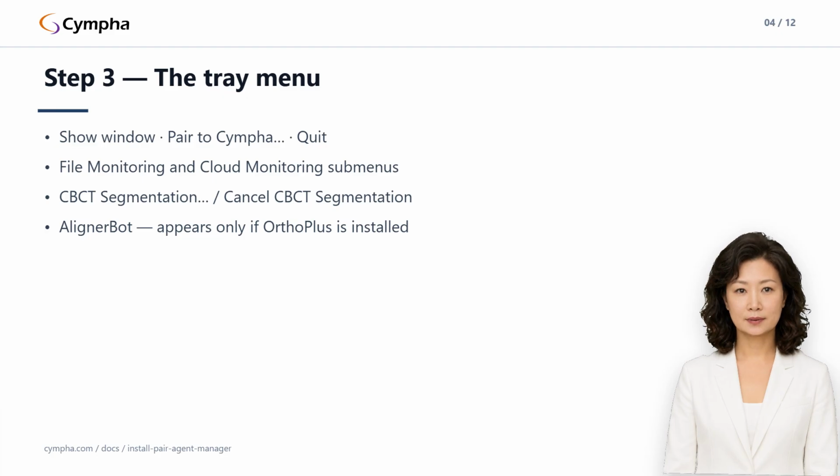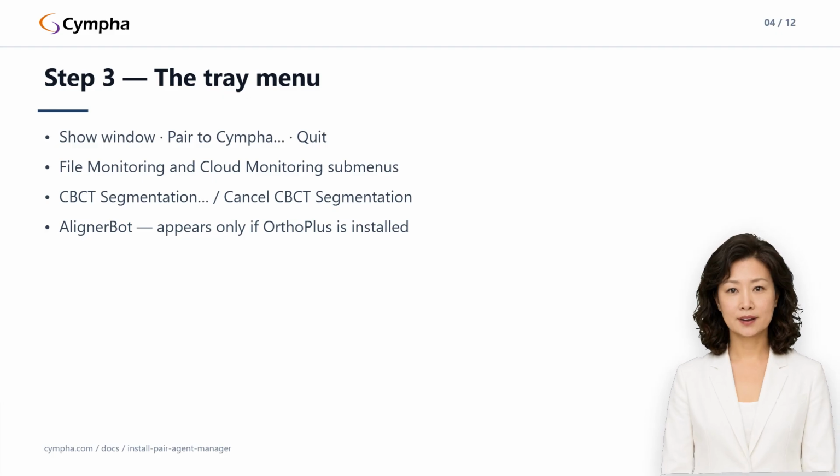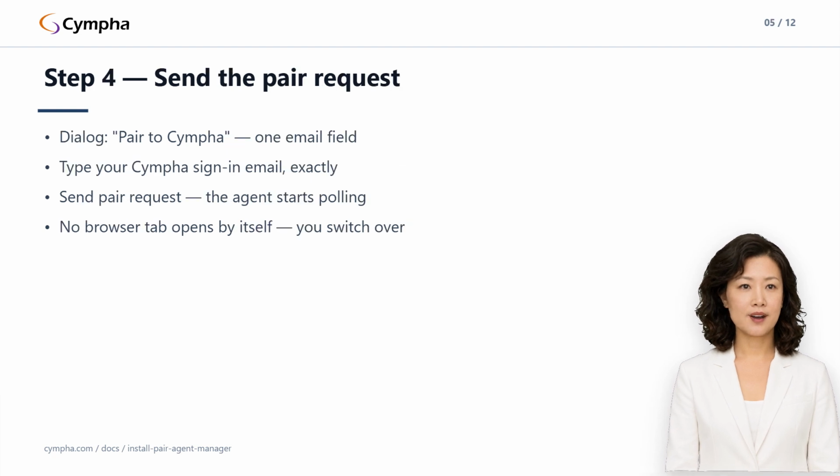1 field, labeled Cympha account email. Type the same email you used to sign in exactly, character for character, and click Send Pair Request. The agent posts the request to Cympha and starts polling for your approval.